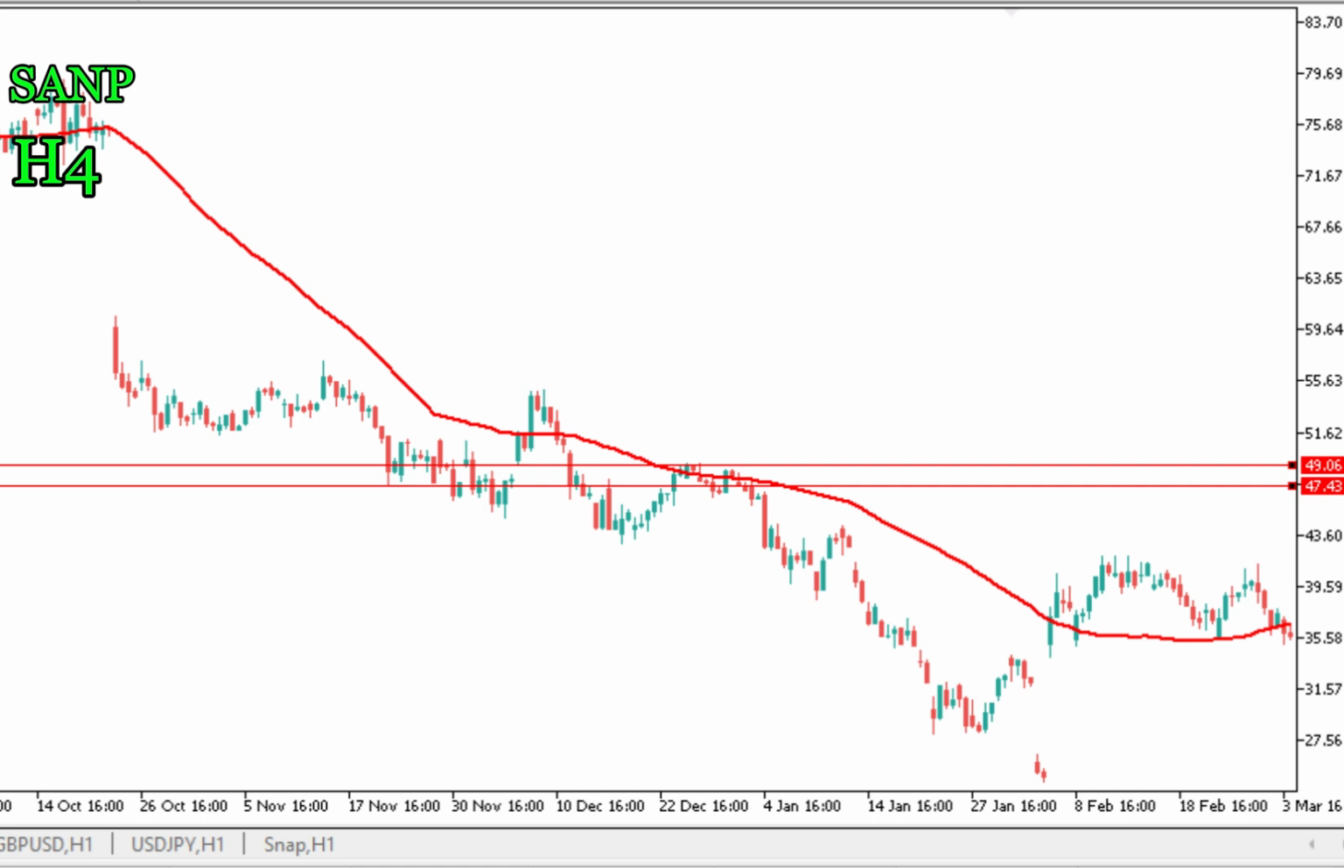So guys, go ahead to backtest this strategy. If you gain the confidence in it, you can always go live.